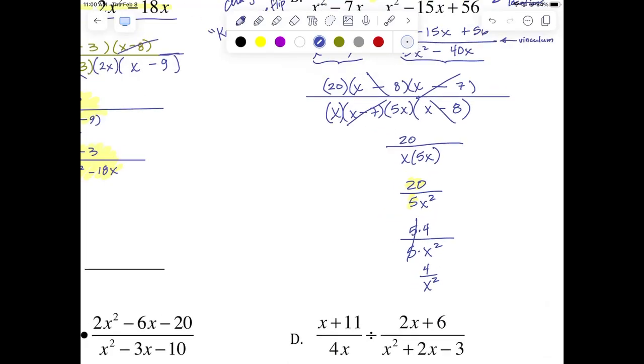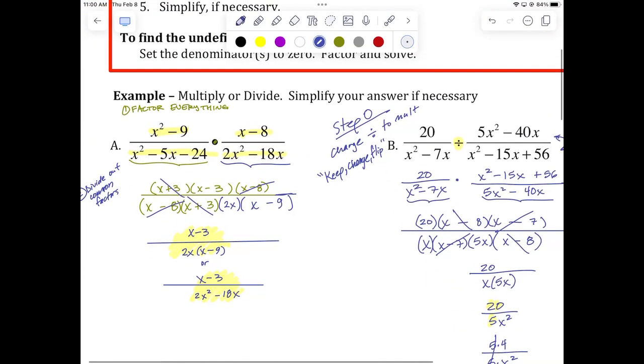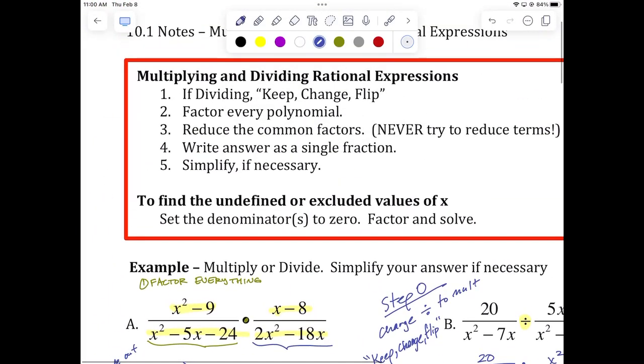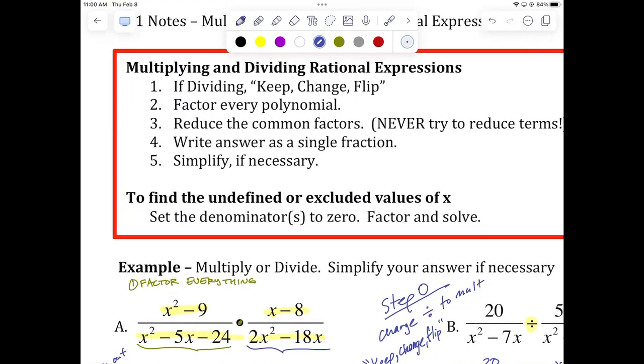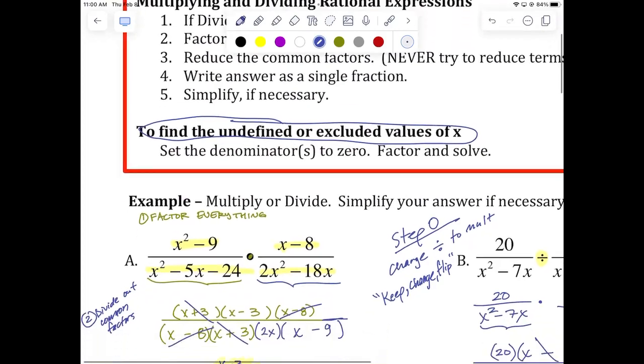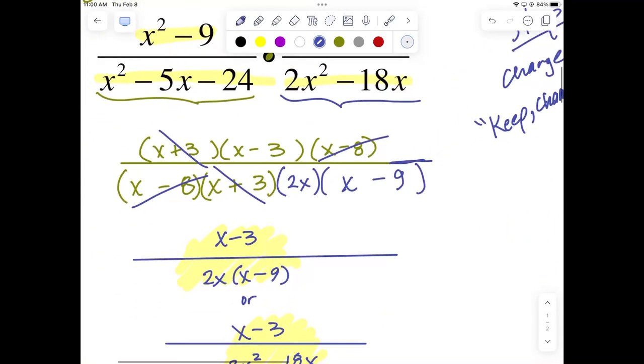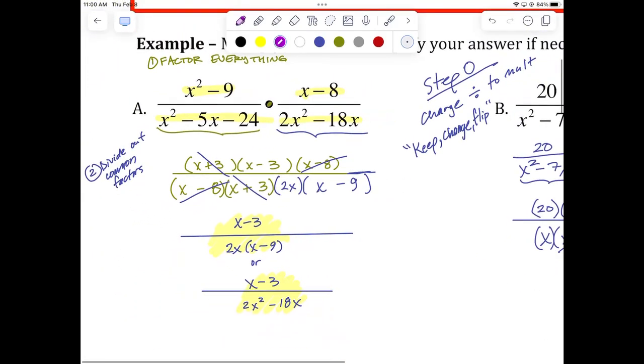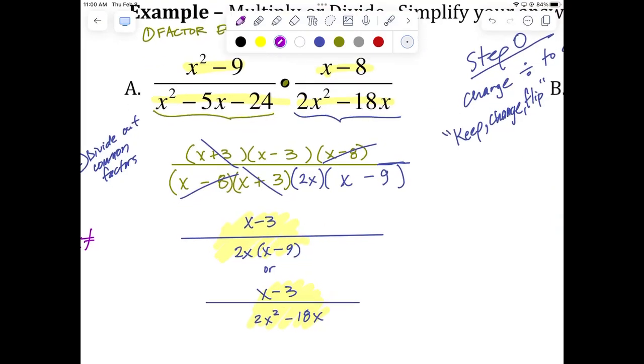Yeah. Now there's one last thing that I forgot to mention up here. You want to know where the values are excluded, and I forgot to do that on the first one. So let's come off to the side and get an exclusion table. X cannot equal. Any value that makes a denominator 0 is off limits. Any value at any time that makes a denominator 0 is off limits. And we have to do it before we get rid of anything.